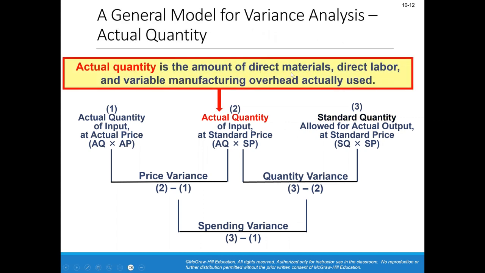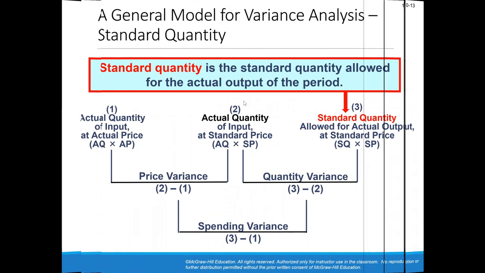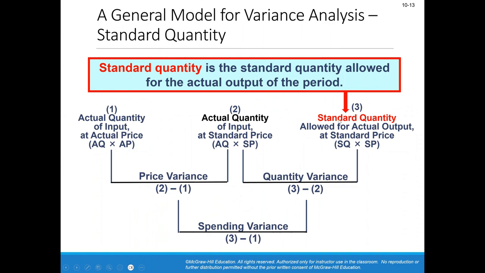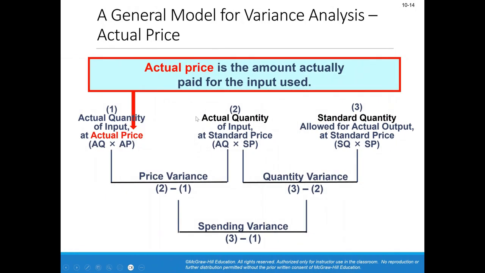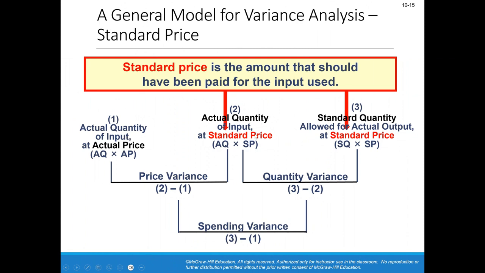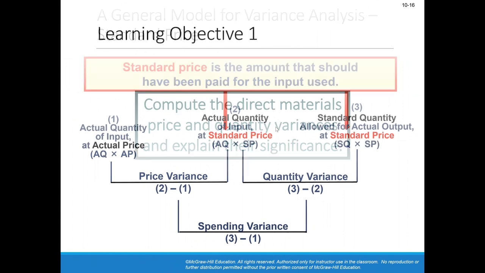Actual quantity is the amount of direct materials, direct labor, or variable manufacturing overhead actually used. Standard is what we thought we would use. Price is what we actually paid. Standard is what we said we would pay.